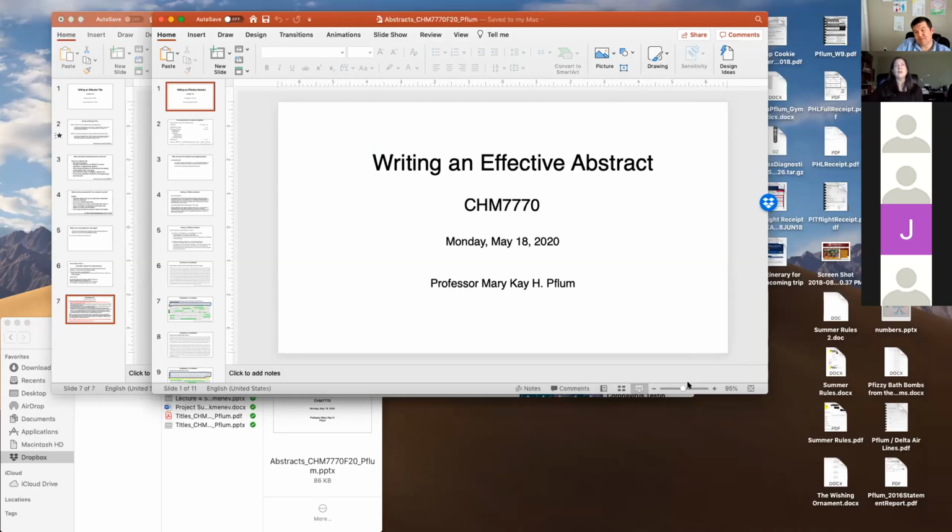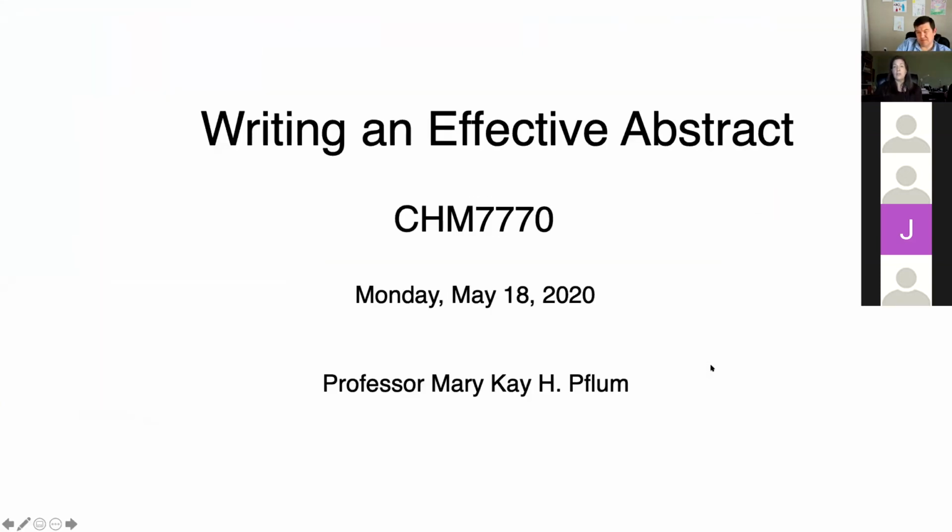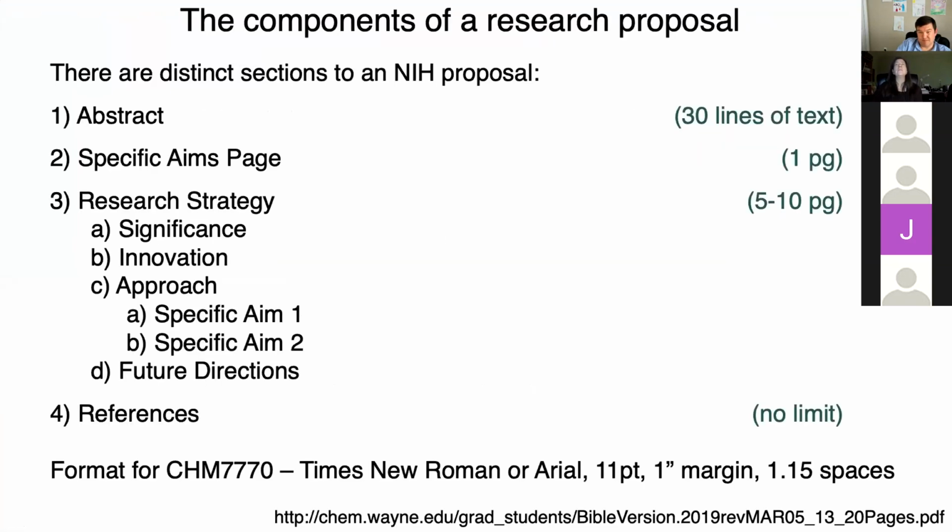Talk about the abstract. The abstract is obviously going to be a little bit more involved. So I want to give you a little more of an introduction there. And I thought I would start by talking more generally about the components of the research proposal, because today is the start of us writing this proposal.